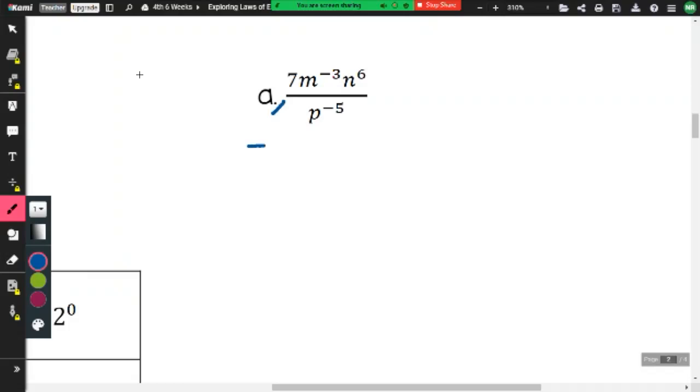Okay. 7 is currently on what side of the fraction? Top. Does it have any exponents on it? So do I need to move it? Nope. I'm going to leave it alone.